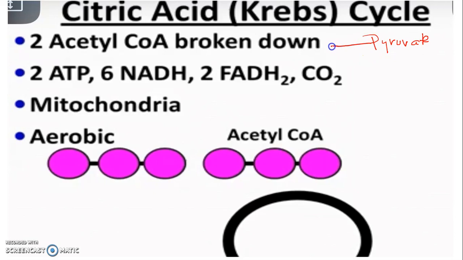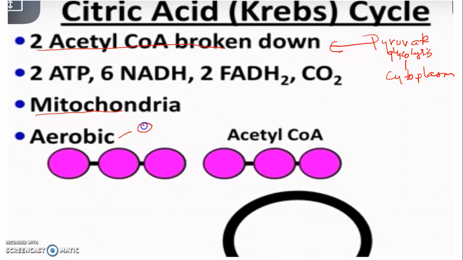Pyruvate is broken down into acetyl-CoA. So that's the final product of the conversion from the pyruvate. If you remember, pyruvate came from the stage glycolysis. It takes place in mitochondria. If you remember, glycolysis was in the cytoplasm, and the Krebs cycle, or the citric acid cycle, takes place in mitochondria.